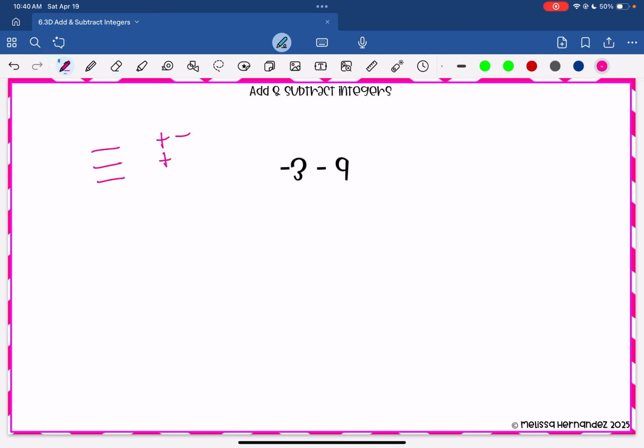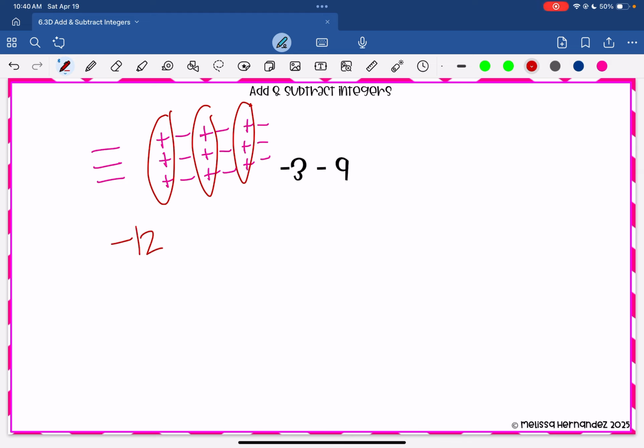my 9 0 pairs. So that's 1, 2, 3, okay, now I have positives that I can take away, and I'm taking away 9 of them. So I got 3 groups of 3, which will give me 9. What am I left with? -12. Now, if you look at it as a number line, you have 0. You're going to go down 3, and from there, you're going to keep going 9 more, and you end up with -12.